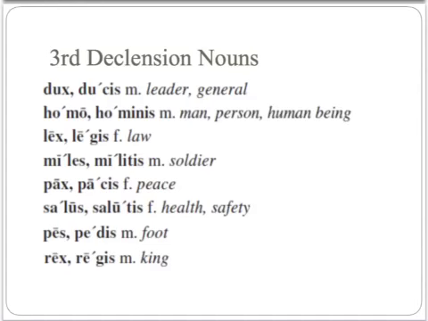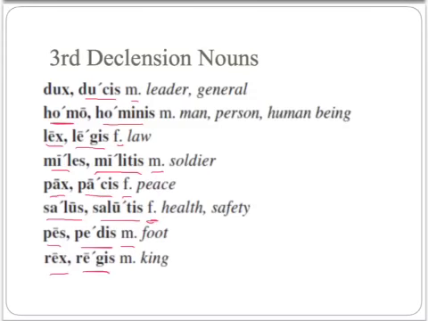So let's review them. We have dux, which is the nominative singular, and then the genitive singular is ducis. The stem is duc, and again, this is masculine. You have homo, and the stem will become hominis. Then we have lex, then it becomes legis in the genitive singular, which is feminine, meaning law. Miles in the nominative singular becomes militis, masculine. Pax becomes pacis, feminine. Now this one's very tricky because it's sol, but it's solis, and it's also feminine. And then pes, pedis, masculine.